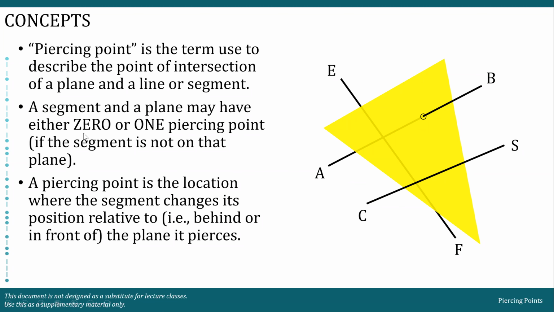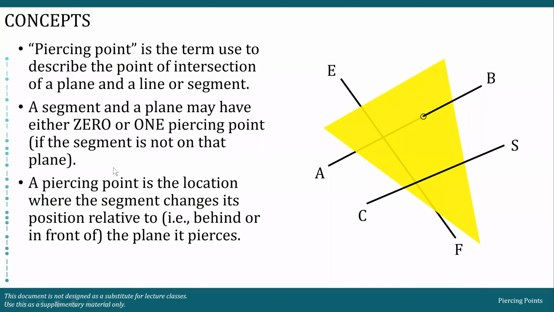Yung 0 na intersection, dito sa figure natin, ang example niya is yung EF. So, kung titignan natin, EF, from our perspective, is behind the plane. So, it does not intersect the given plane. Also, segment CS is in front of the plane. So, similarly, hindi rin niya na-intersect yung ating plane.